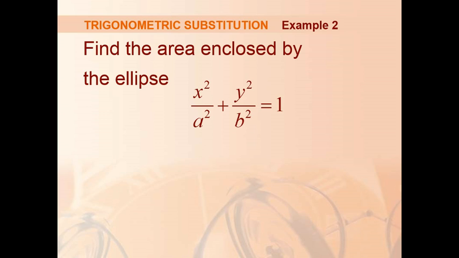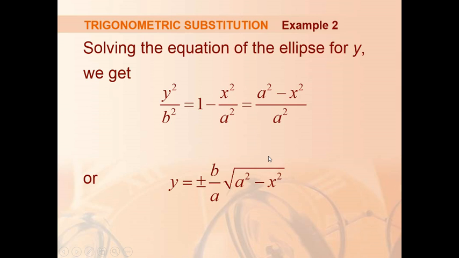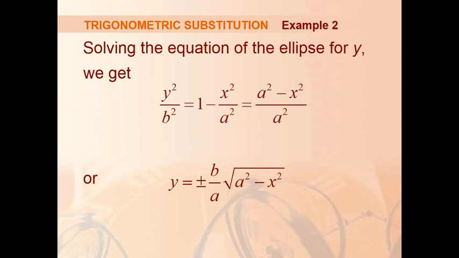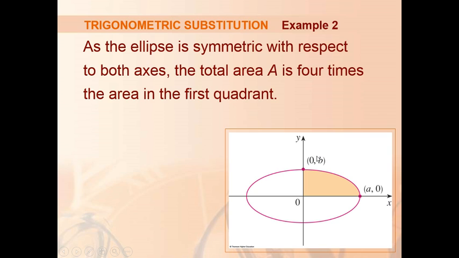So here's another problem using trigonometric substitution. We know it's the equation of an ellipse with center 0, 0, with a squared and b squared. So we try to solve for y in terms of x. You end up with plus or minus b over a times the square root of a squared minus x squared. And as you may notice, this one is bounded from 0 to a, and for the vertical axis, it's bounded from 0 to b.